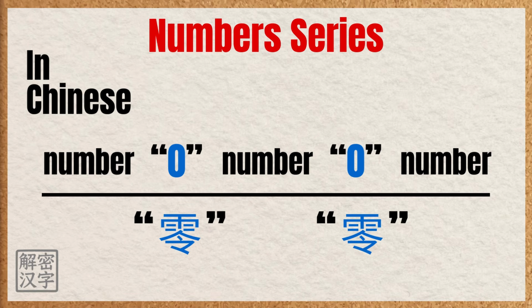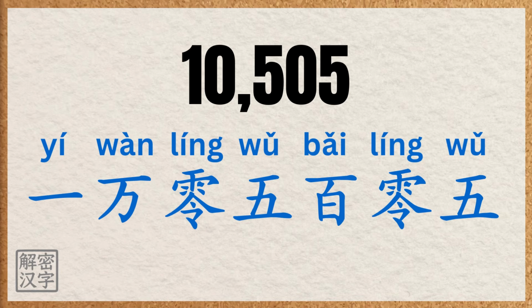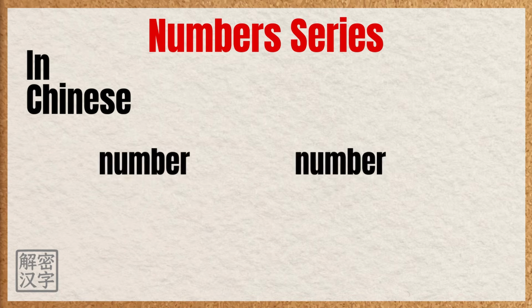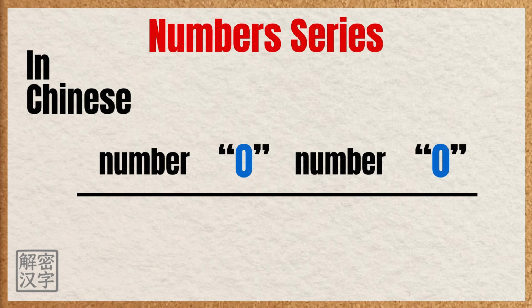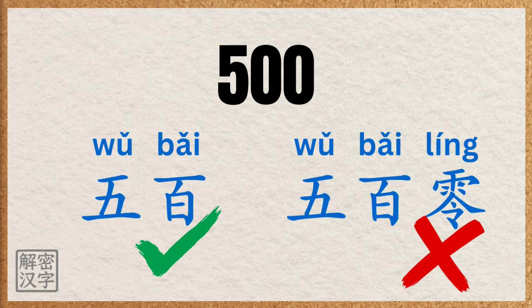For example, 10,505 is yi wan ling wu bai ling wu. One important thing to note, if a number ends in 0, we don't say ling. For example, 500 is wu bai, not wu bai ling.